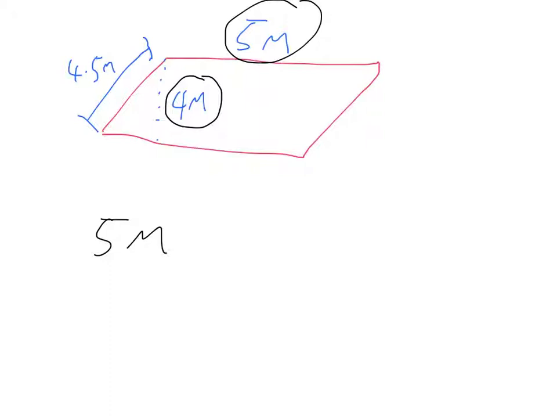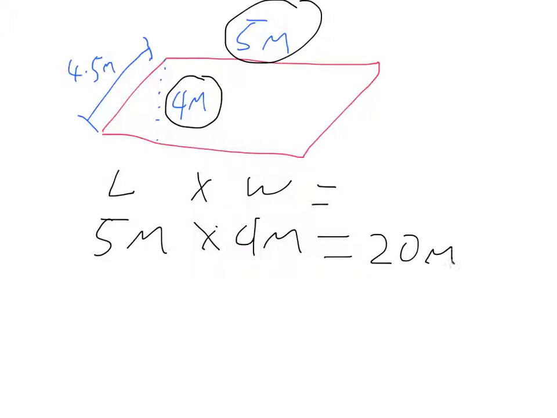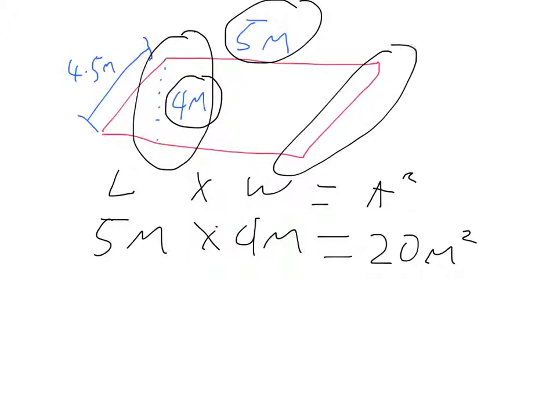So 5 meters times 4 meters, 5 meters is our length, 4 meters is our height, will give us 20 meters square, or area square. This is how we would find the area of a parallelogram. Make sure you use the height, not the length of this funky diagonal side.